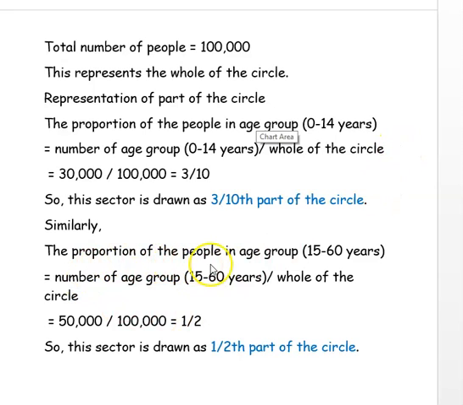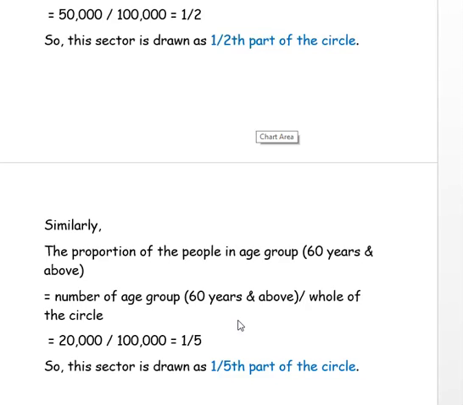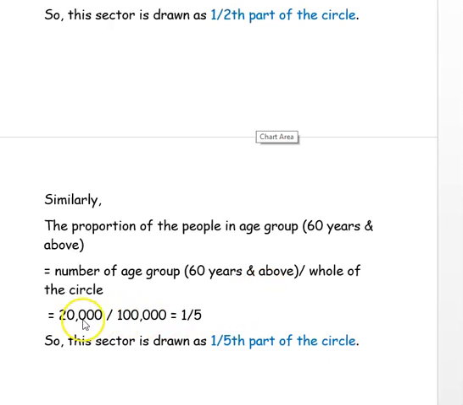And then the proportion of the people from the age group 15 to 60 years is 50,000 divided by 100,000, so you will get half. So half part of the circle is allotted for the 15 to 60 years age group. Similarly, for 60 years and above we have 20,000 people. If you divide 20,000 by 100,000, you will get 1/5. So the 1/5 sector of the circle represents the people who are above 60 years of age. So this is how to find the fraction of the circle.